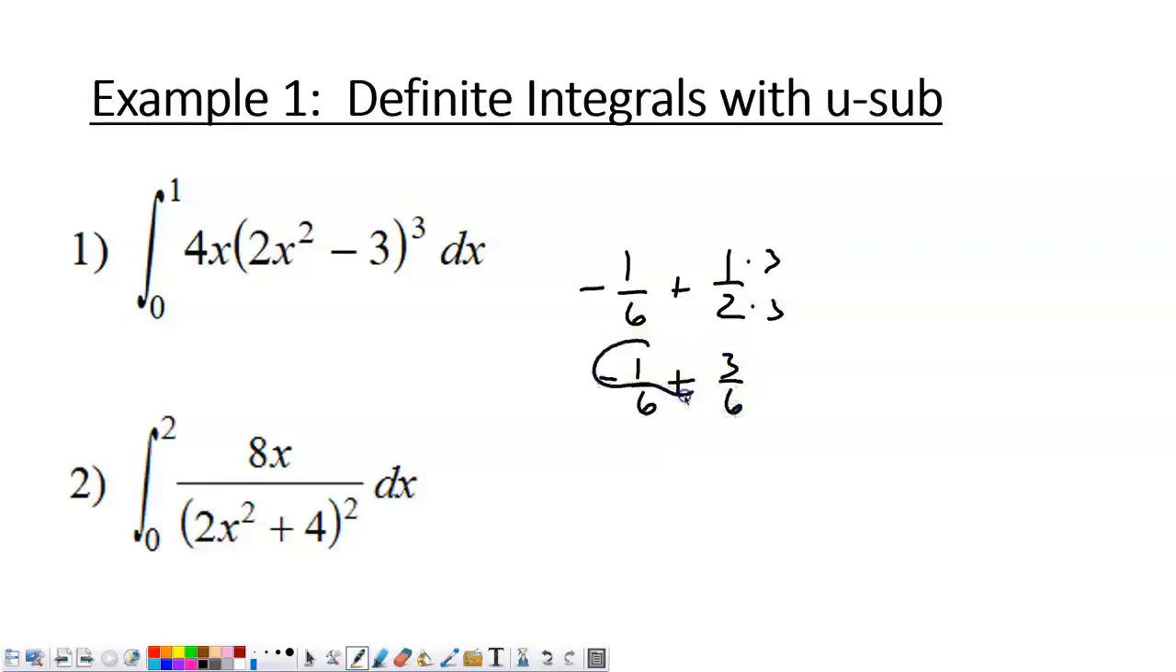And then when you combine the numerators together, -1 and +3, you get 2/6, which reduces to 1/3. So there you go. All right, so that's how you do integration with a definite integral.